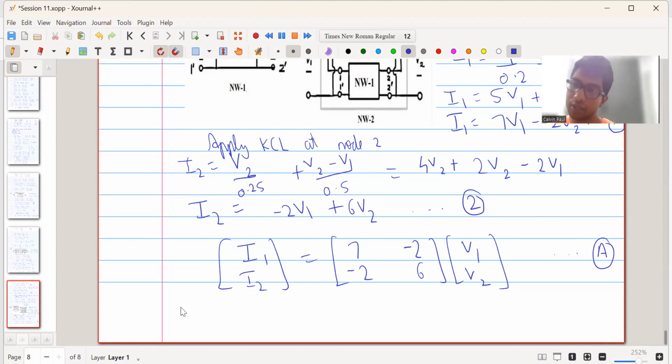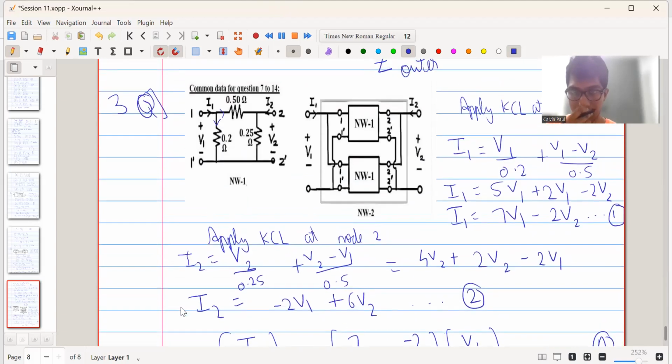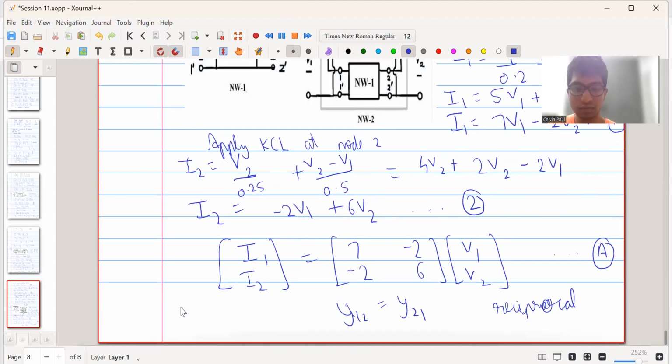If you observe the matrix Y, the first row, second column, and the second row, first column, they are equal. That is, Y12 is equal to Y21, which tells us that the network is reciprocal. Okay, so this is a reciprocal network. Thus, we have found it to be a reciprocal network.